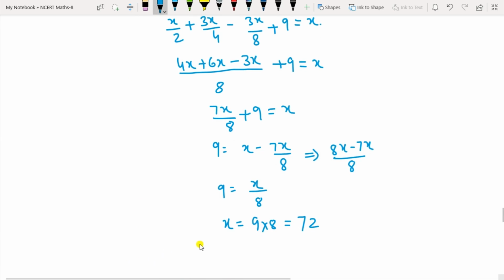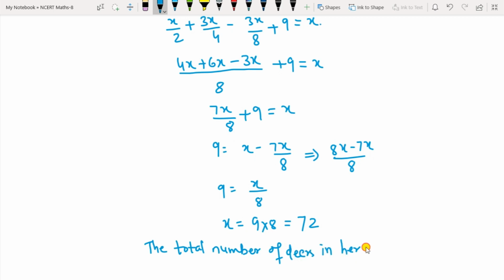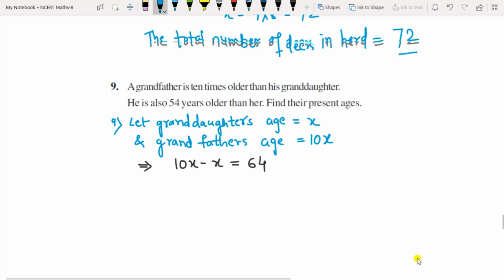So you need to write the statement as the total number of deer in herd equal to 72. That's the answer.